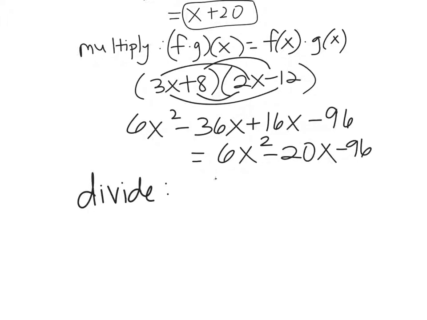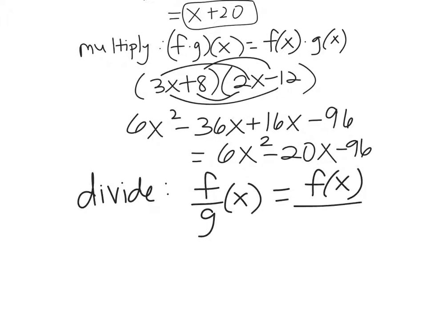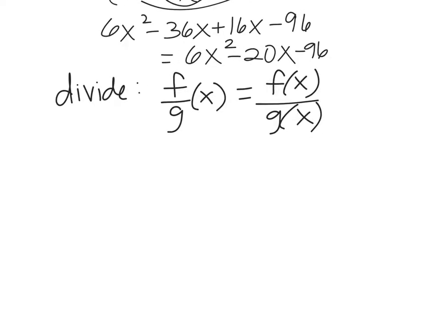To divide these two functions, it's f over g of x, which is simply just to take function f of x and divide it by g of x. Now, a lot of times there's nothing to do, except you do need to tell me what the domain is on this. Now, let's talk about domain real quick.